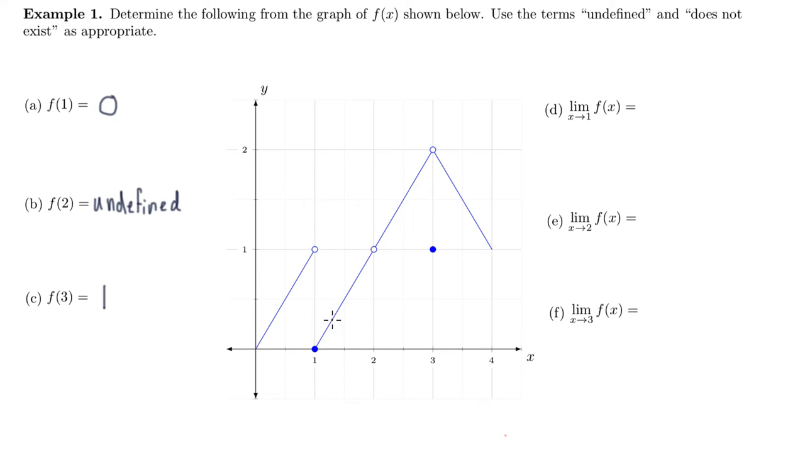But if I look from the right, the function values are actually getting closer and closer to 0. So because as x approaches 1 immediately to the left, those function values are different than the function values as x approaches 1 immediately to the right, this limit does not exist.